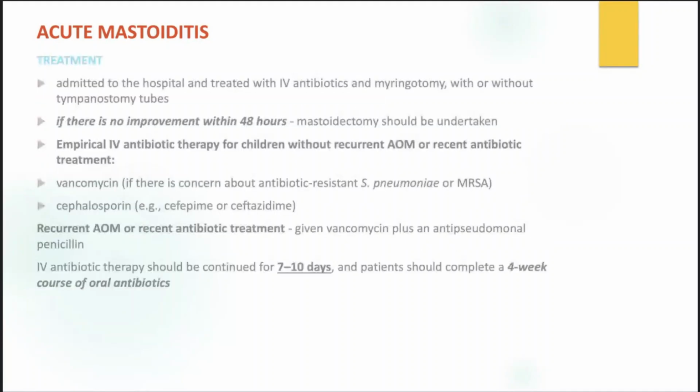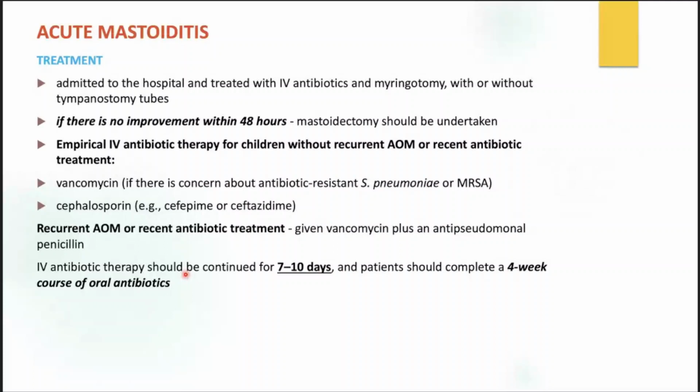acute mastoiditis. So for treatment, the patient has to be admitted and treated with IV antibiotics and undergo myringotomy with or without tympanostomy tube. If there is no improvement within 48 hours, then mastoidectomy should be undertaken. For empirical IV antibiotic therapy, especially for children without a history of recurrent AOM or any recent antibiotic treatment, vancomycin would be a good first-line medication as well as a cephalosporin like your cefepime and your ceftazidime.